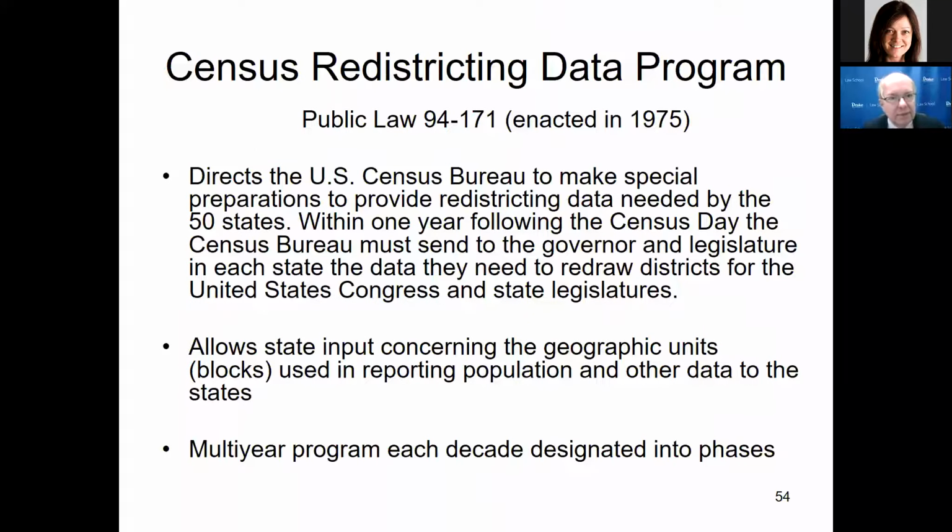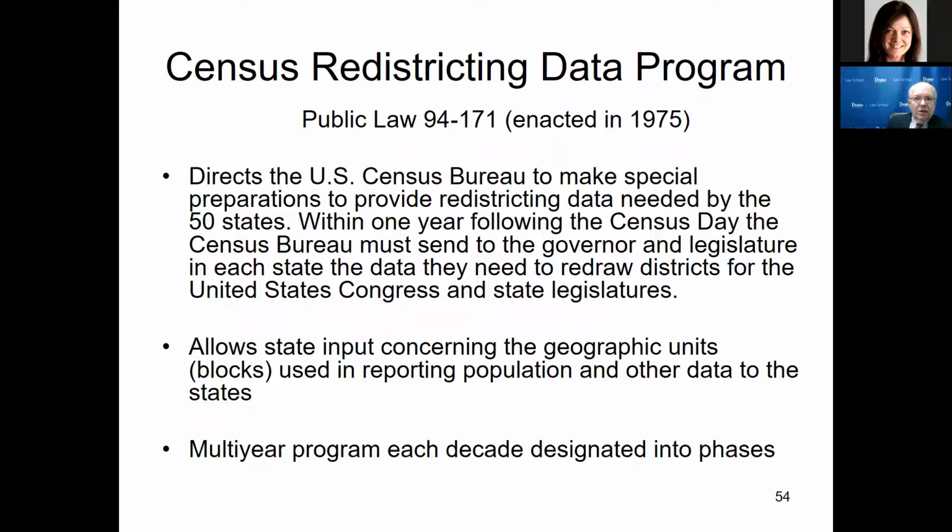Next requirement is the Census Redistricting Data Program, Public Law 94-171, which directs the United States Census Bureau to make special preparations to provide redistricting data needed by the 50 states. And they're required to provide this redistricting data within 1 year following Census Day, or April 1st, 2021. However, as you probably note, that deadline will not be met this year. And so I'll discuss a little bit about the issues involved in regards to that particular delay.